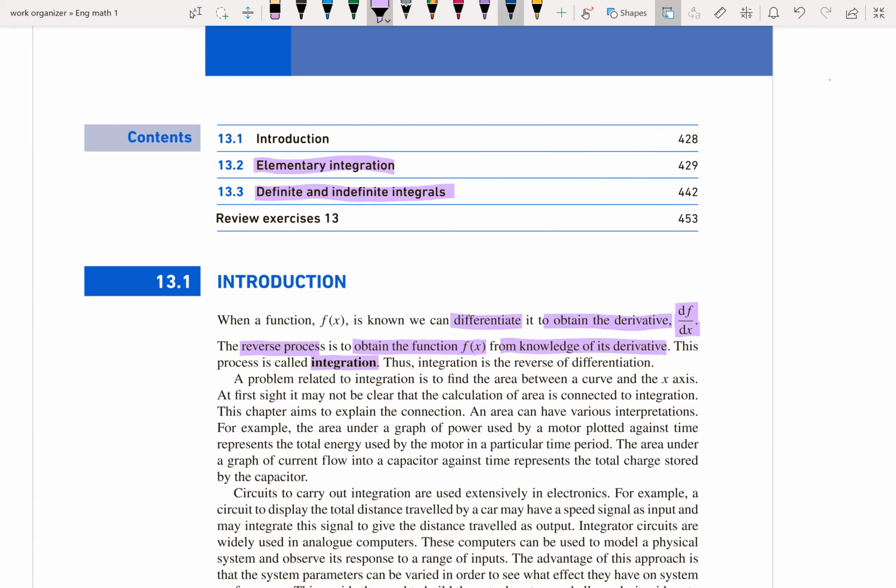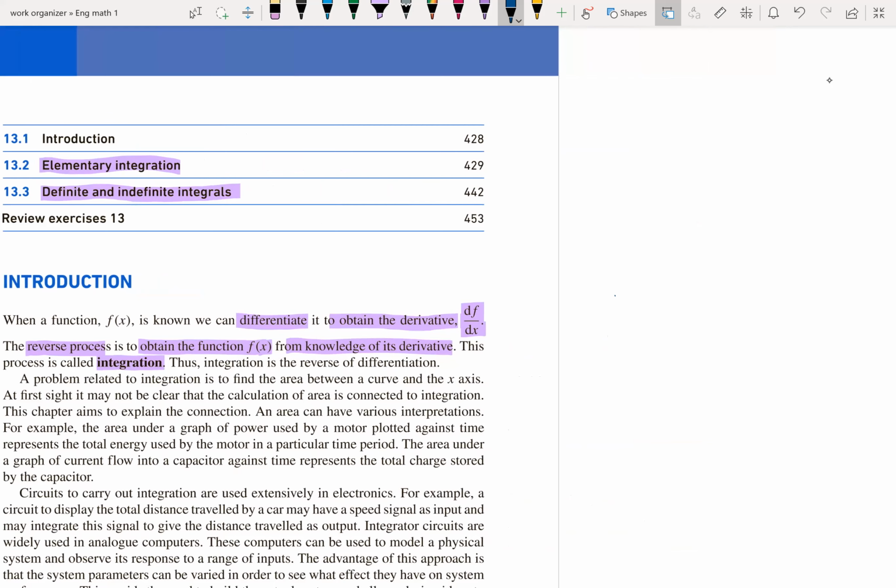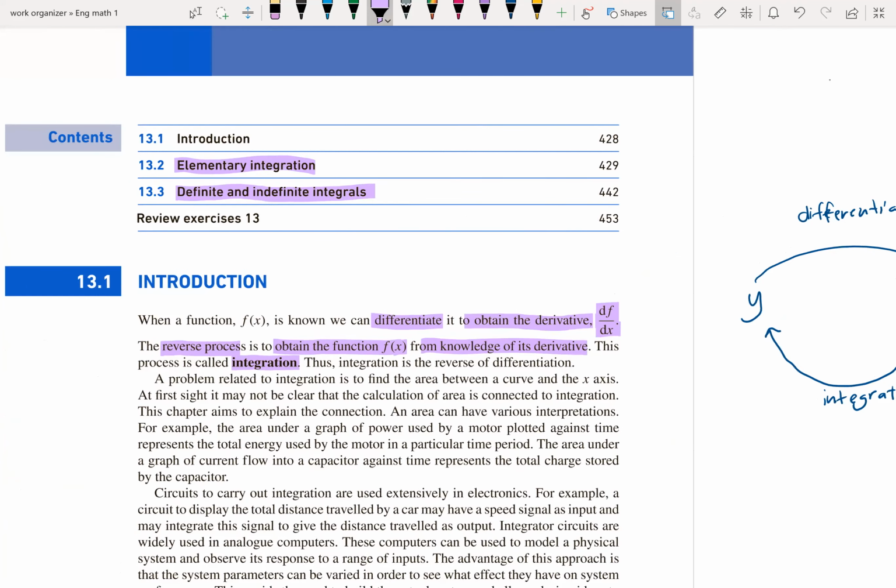Basically, it's just like going from y to dy over dx. This is called differentiation. And then from dy over dx back again to y, to its origin, we call it integration. Usually we use integration to find the area between a curve and the x-axis.